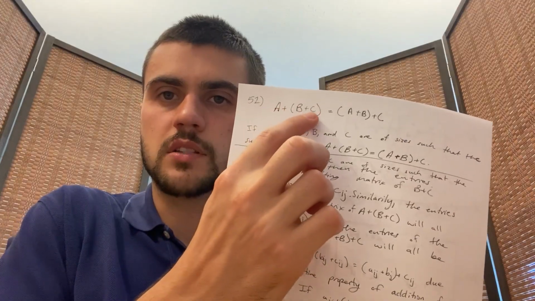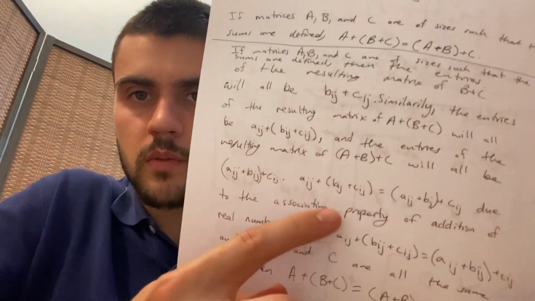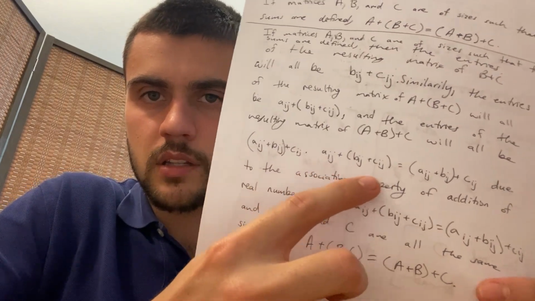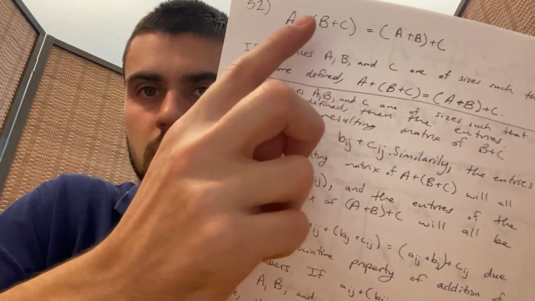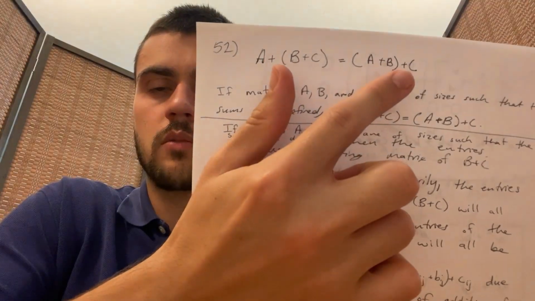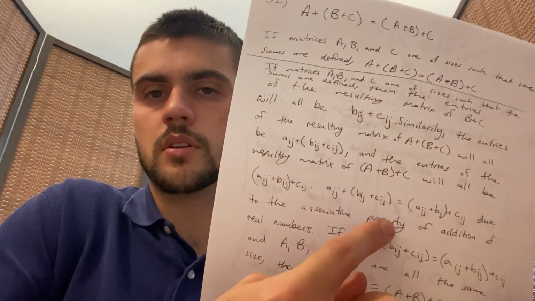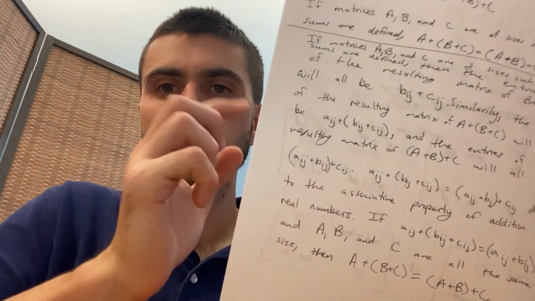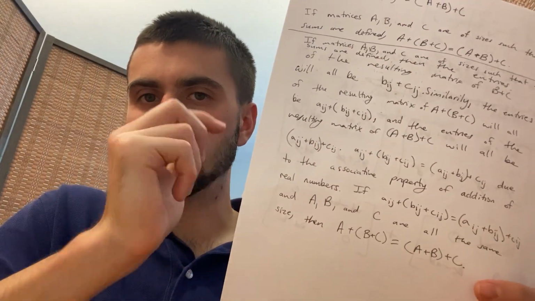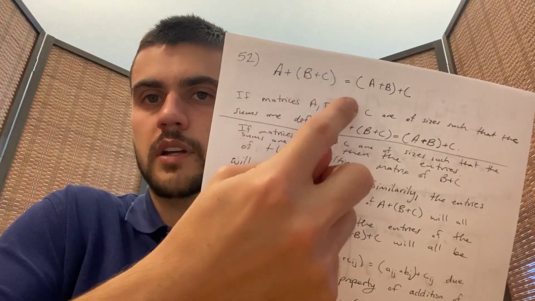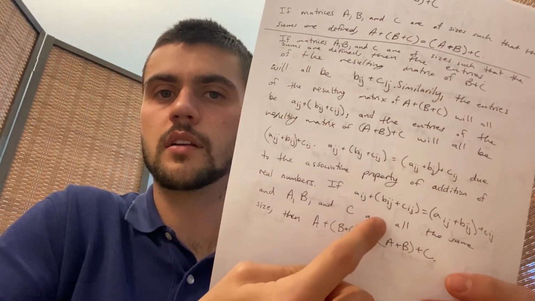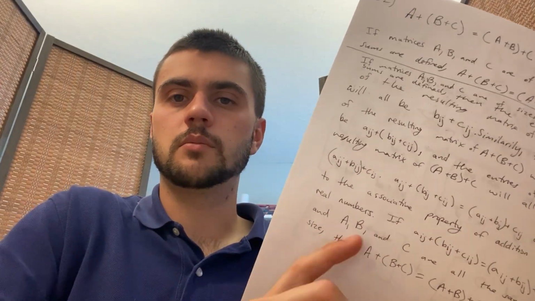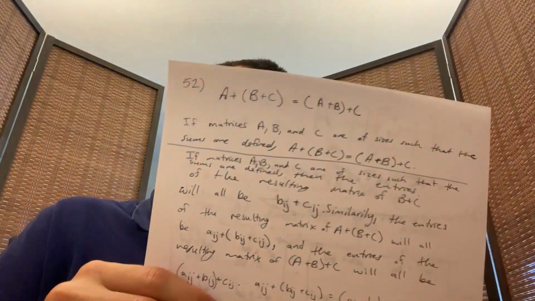the resulting entries of (A + B) + C are going to be (A + B) + C with the sub ij, these entries. And basically the same thing for the other side, and we can say that those are equal. Why? Because of the associative property of addition of real numbers. And if they're the same size, which we know because we can add them and the sums are defined, and the entries are equal because of the associative property of addition, then we can say that these are equal, and that is a valid statement.